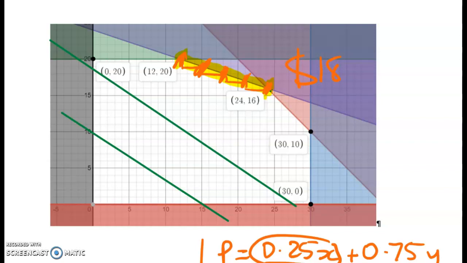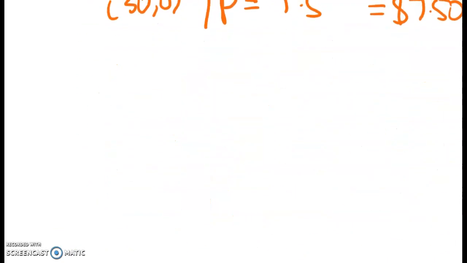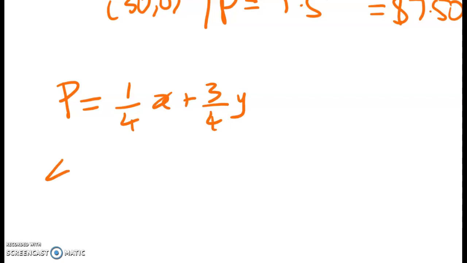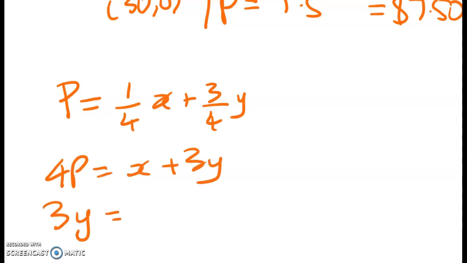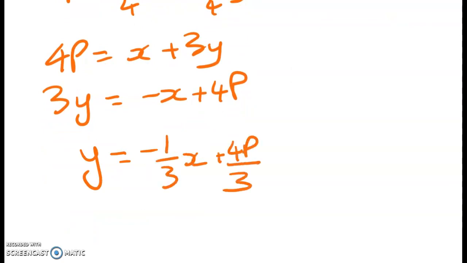So some of you will have long since stopped watching. If you're still watching, hang in there, because I want to show you how to rearrange the new profit function and look at what's happening on the graph. Okay, so P is now equal to 1/4 x plus 3/4 y. 4P is equal to x plus 3y. 3y is equal to negative x plus 4P. y is equal to negative 1/3 x plus 4P over 3.